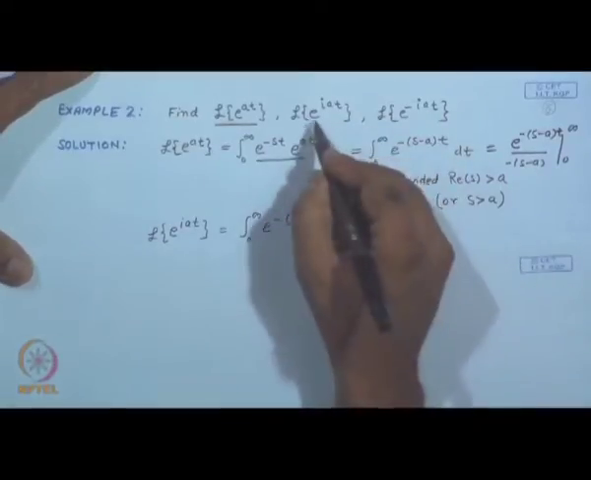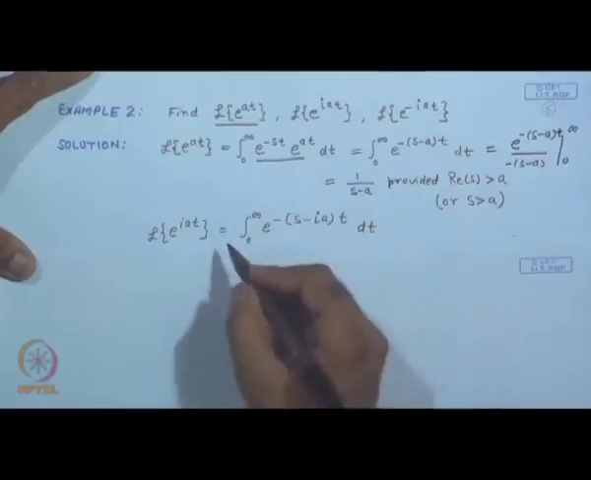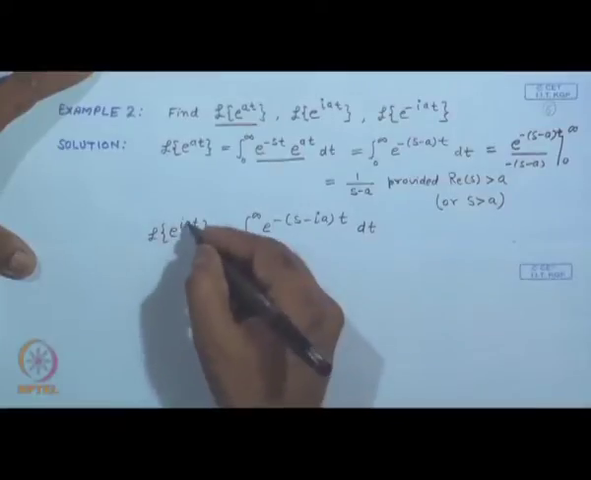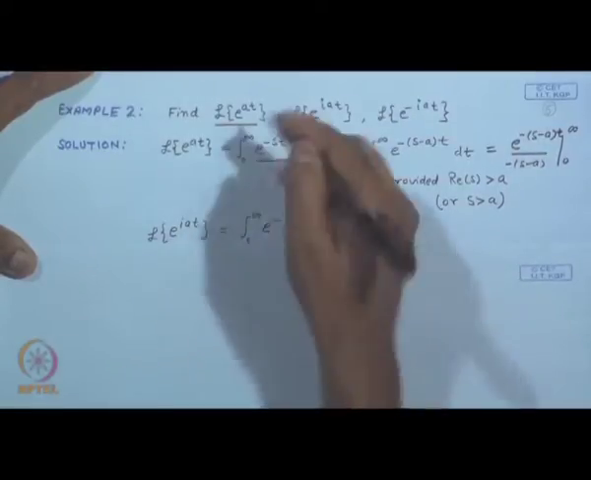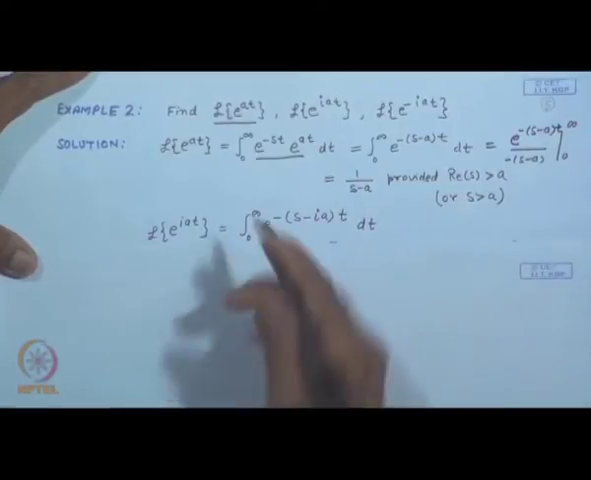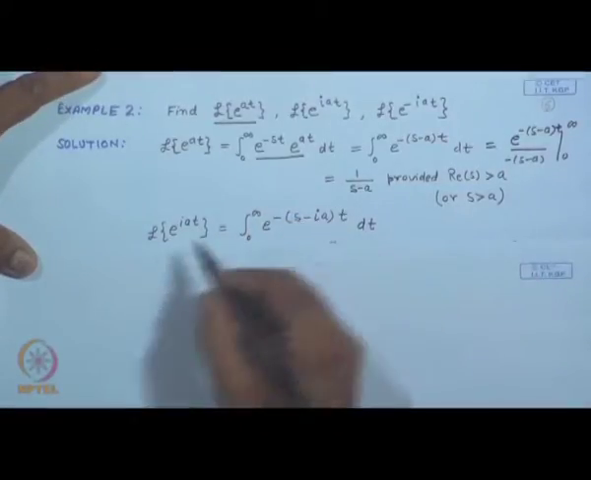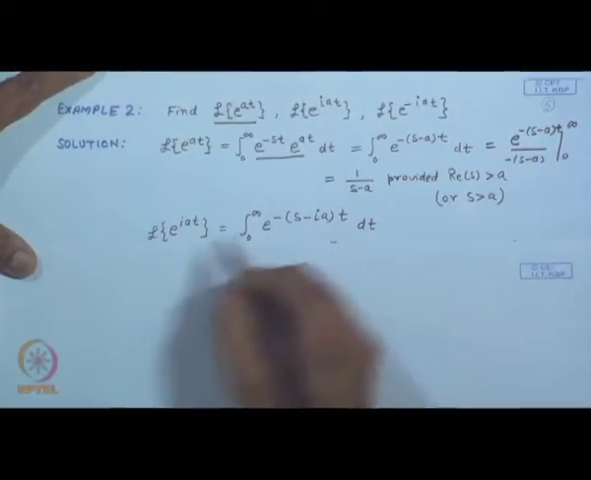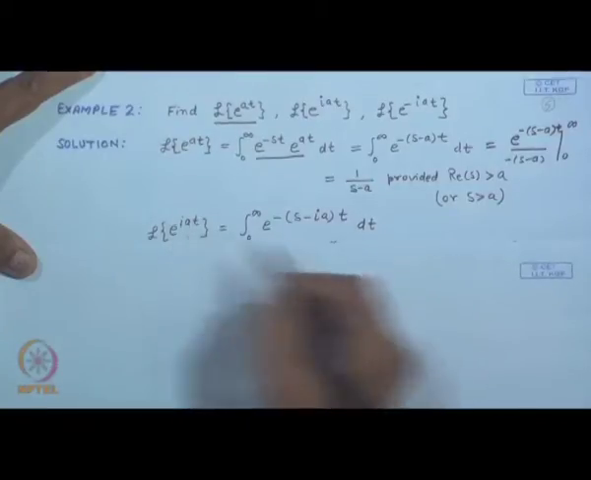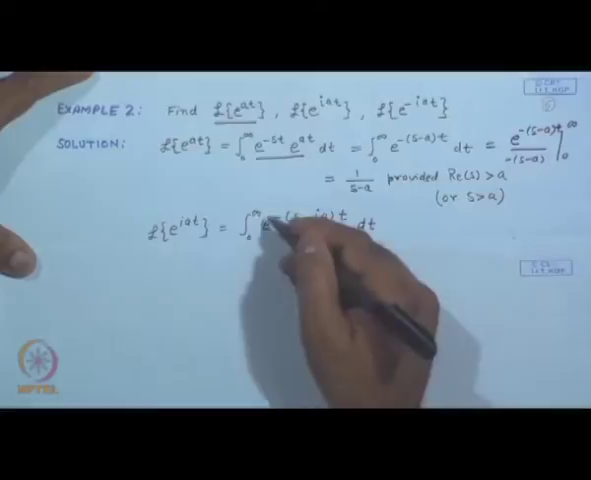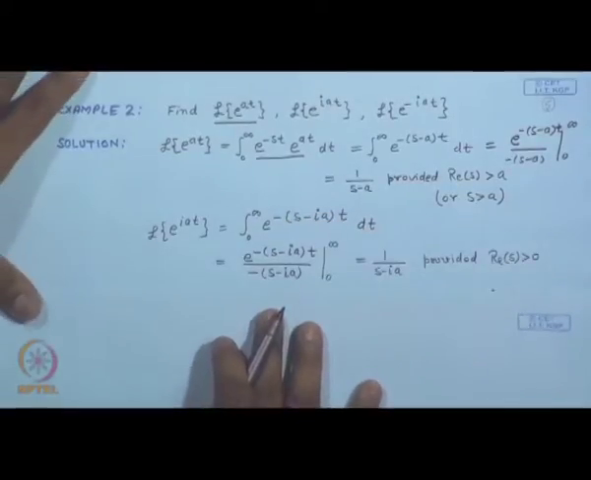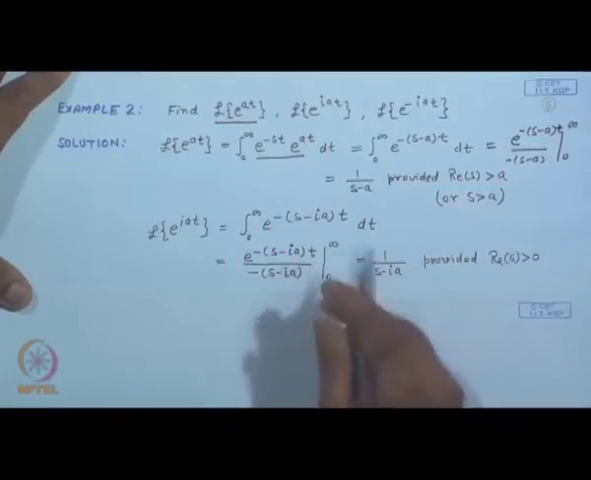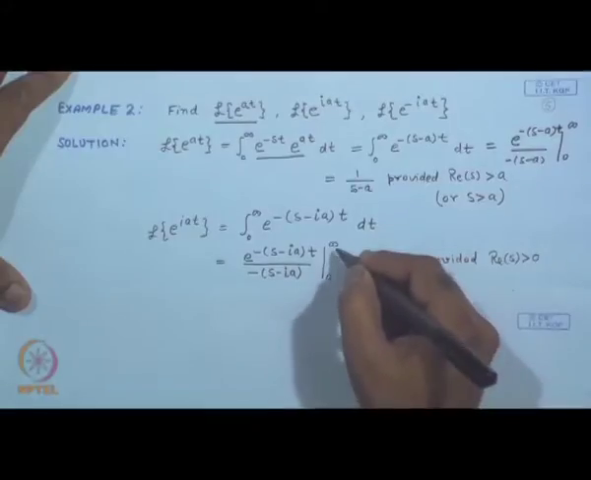So, let us take one of the two functions here, e power iat or e power minus iat. We consider this e power iat, the Laplace transform, and again as per the definition we have 0 to infinity e power minus s minus a t. So, e power minus s t is the kernel, and then e power iat is the function, and then this dt. So, again we integrate this to get e power minus s minus ia t over minus s minus ia, with limits 0 to infinity.